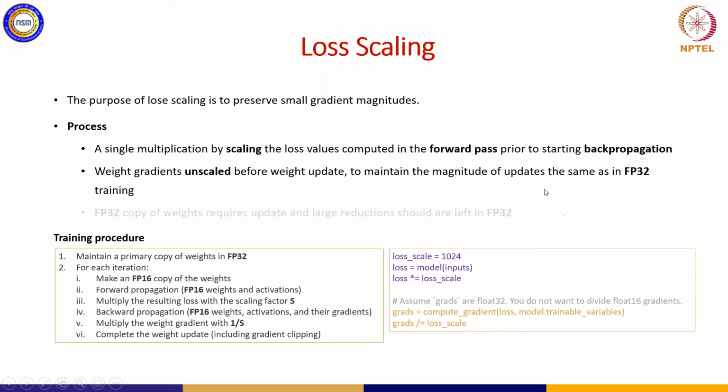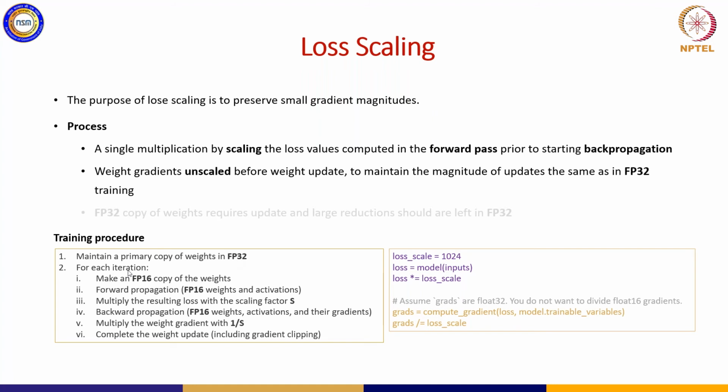Then you compute the gradient. Secondly, after you compute the gradient, you unscale it again. How do you unscale? You divide the gradient which you computed by the value you used to scale initially. When you do that, you can now update the weights. There's a procedure for doing that. This is a simple algorithm to do that. You can see here, the first line is: you maintain a primary copy of your weights. Your weights will be in FP32.